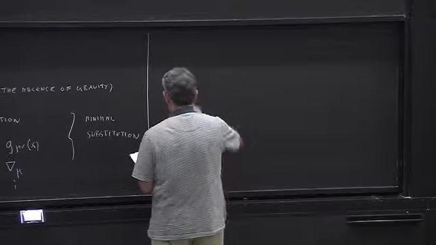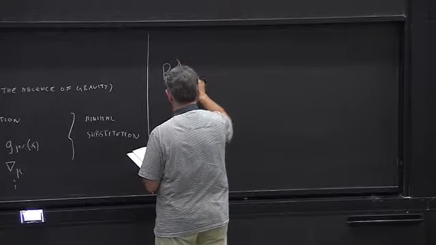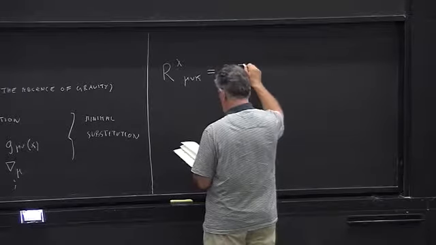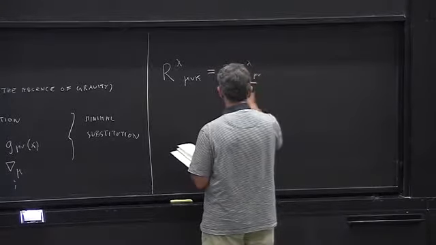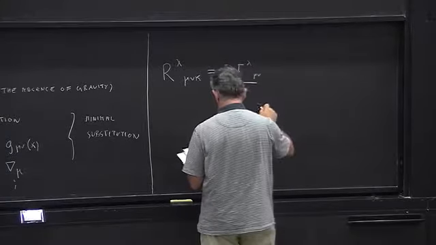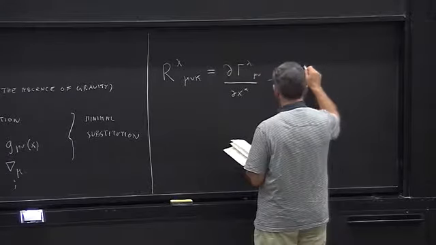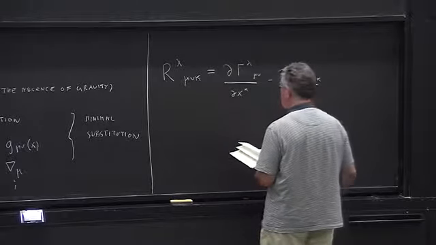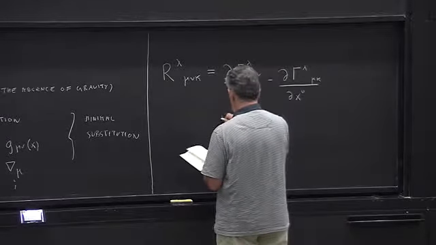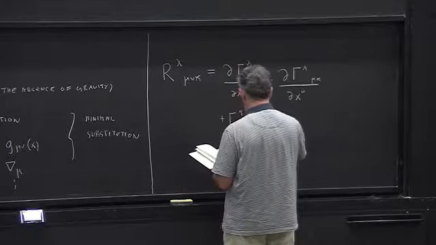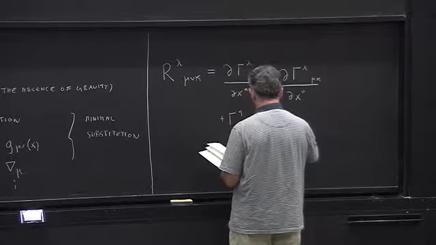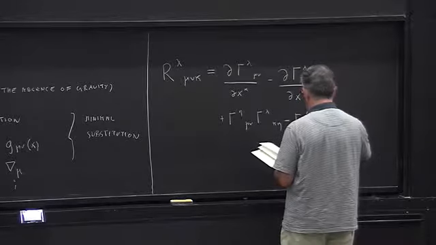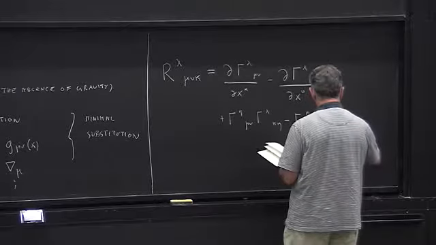R lambda mu kappa equals d lambda mu over dx kappa minus d lambda mu kappa over dx mu plus gamma eta mu gamma lambda kappa eta minus gamma eta mu kappa gamma lambda mu eta.